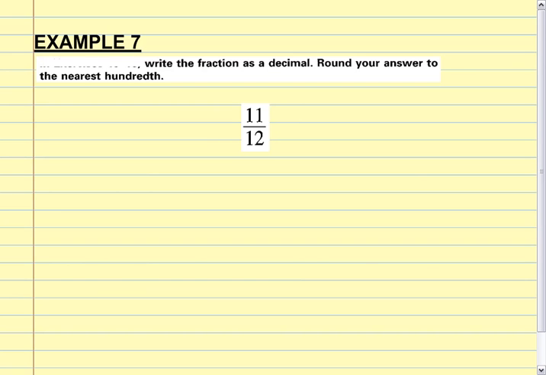Okay, folks, example number 7. I'm going to do this in 2 ways. Okay? The first way, let's do it by hand. All right? And it says write the fraction as a decimal. So we're going to do long division by hand. Round your answer to the nearest hundredth.